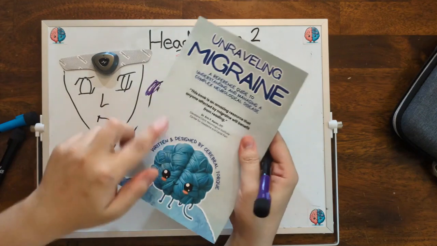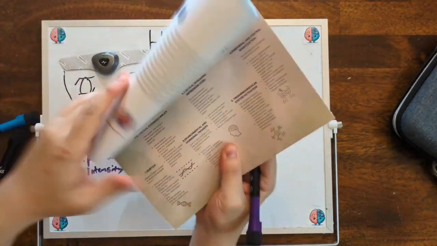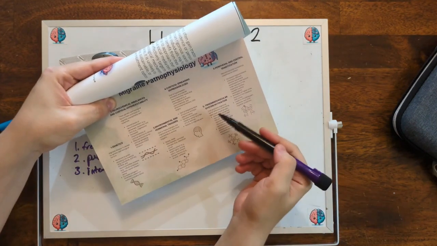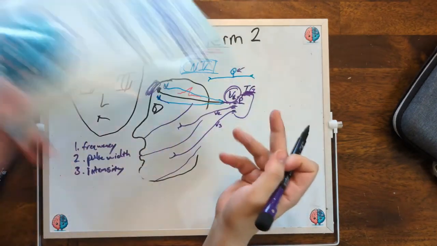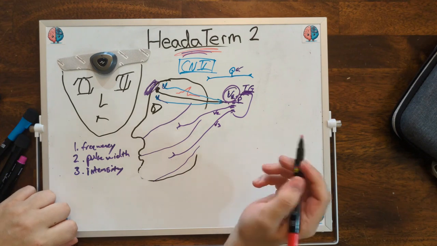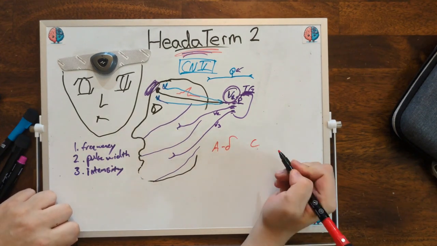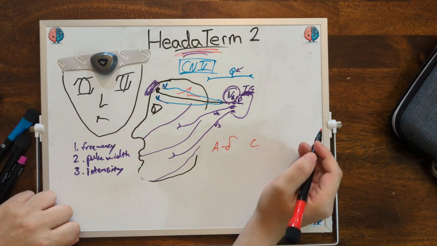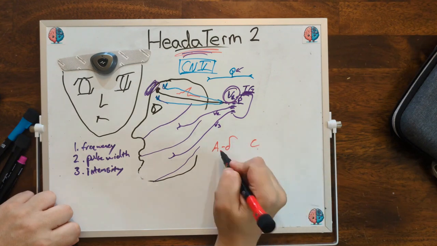So I very much recommend this book. And migraine pathophysiology, trigeminal vascular system activation. Very important part of migraine pathophysiology. So the nociceptors that are activated can be A delta fibers, or they can be C fibers. But we don't want to cause pain, right? That's what nociceptors are. They sense pain and temperature. We don't want to cause pain.